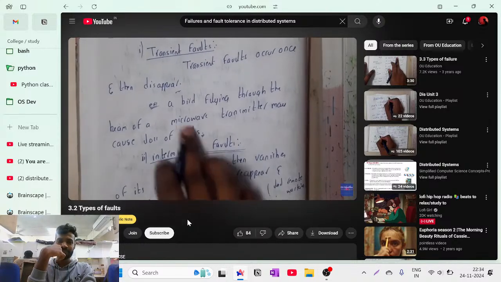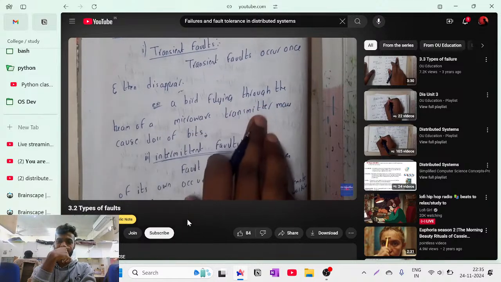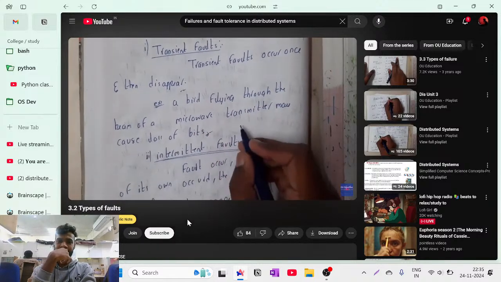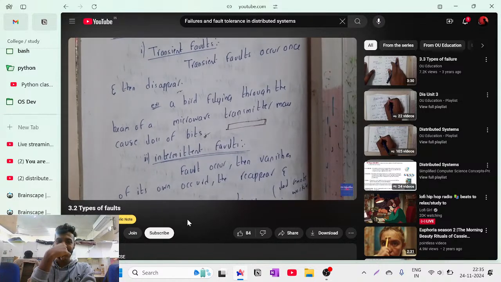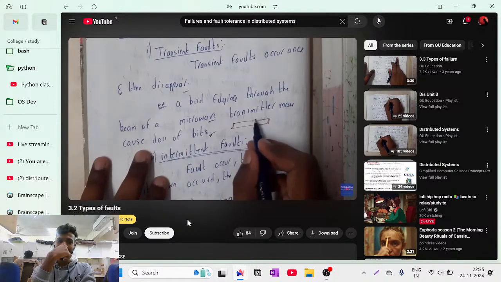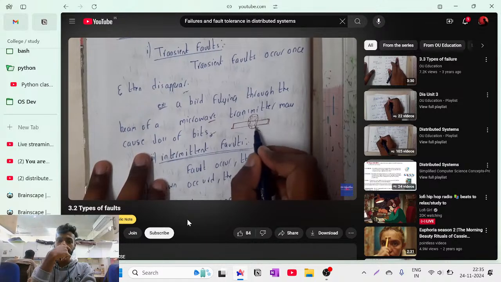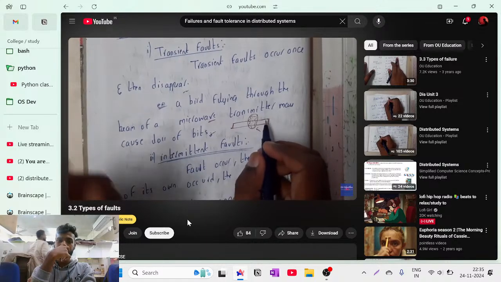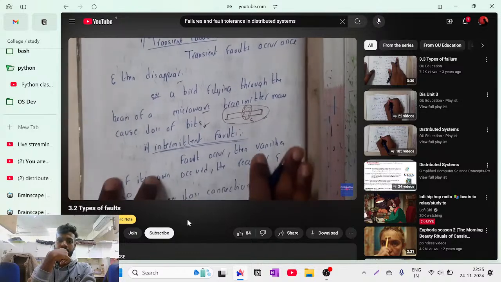An example could be a bird flying through a beam of microwave transmission, causing loss of bits. Assume that the data is transferring through the air by microwave transmission, and a bird came in between, so the bits are lost. These bits will be corrected. This is nothing but transient, because the bird will not come every time, right? So it occurs rarely.